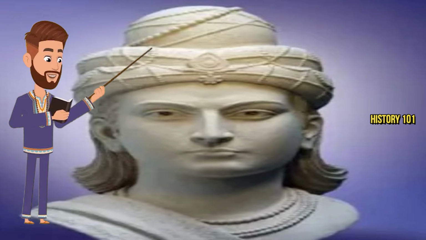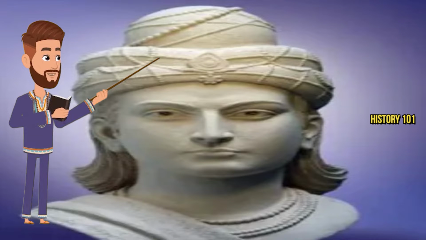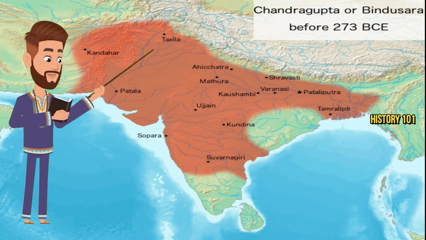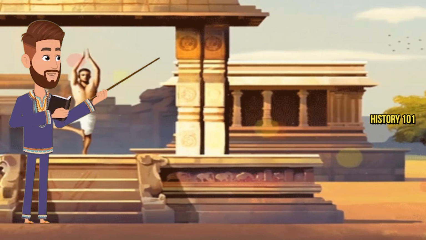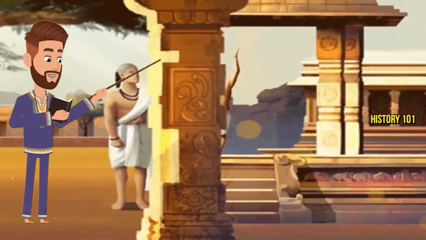Later he went to the hills of Shravanabelagola with Bhadrabahu and committed death by slow starvation. His successor Bindusara conquered land between two seas, the Arabian Sea and the Bay of Bengal, with the help of the master of strategy and his guru, Chanakya.